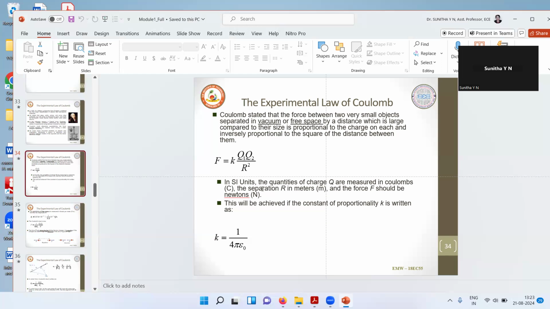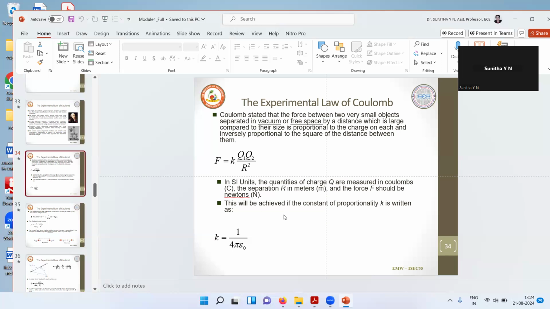The SI units of the quantities in Coulomb's law: the charges Q are measured in coulombs and the separation R is in meters, the standard SI unit, and the force should be in Newtons. I repeat, in SI units, Q1 and Q2 are measured in coulombs, the separation, which is a distance, is measured in meters, and the force should be in Newtons, represented by a capital N here.